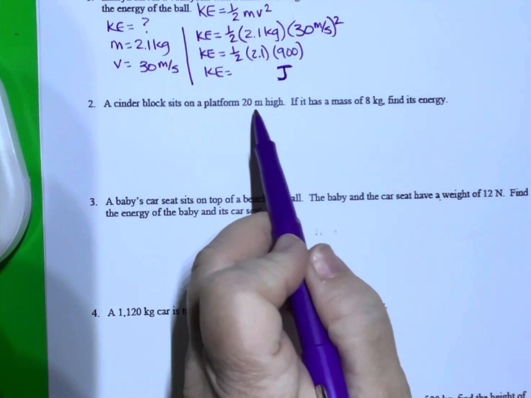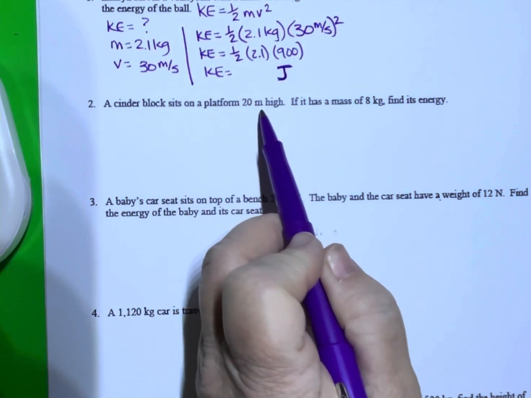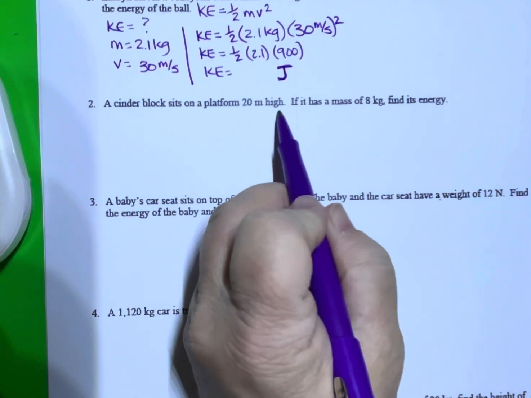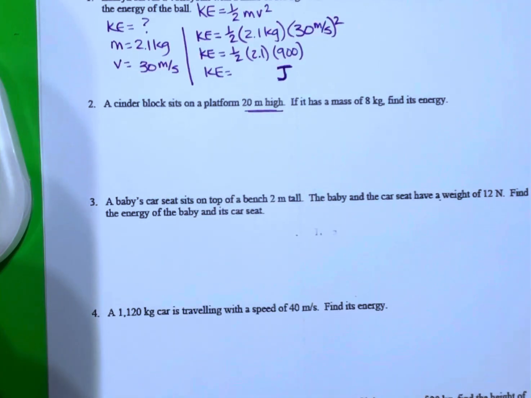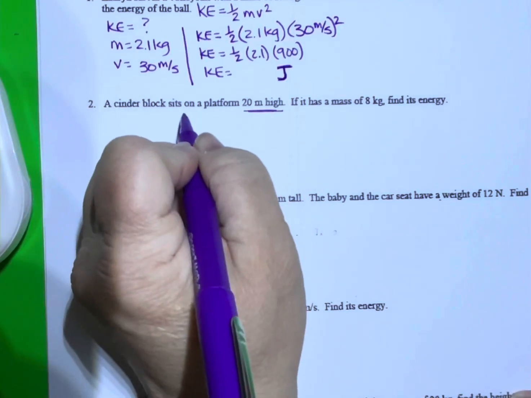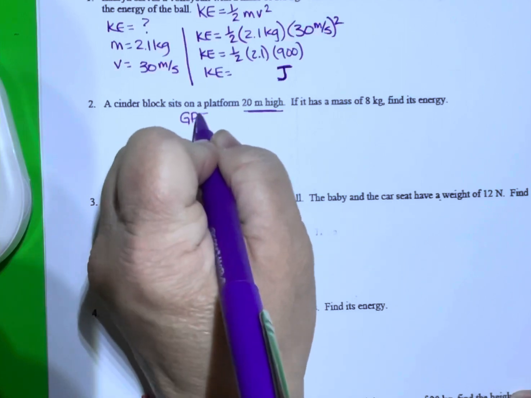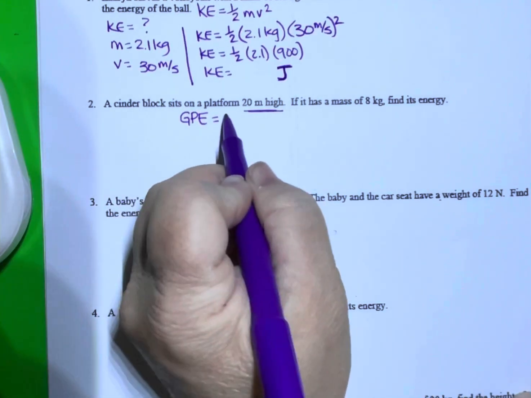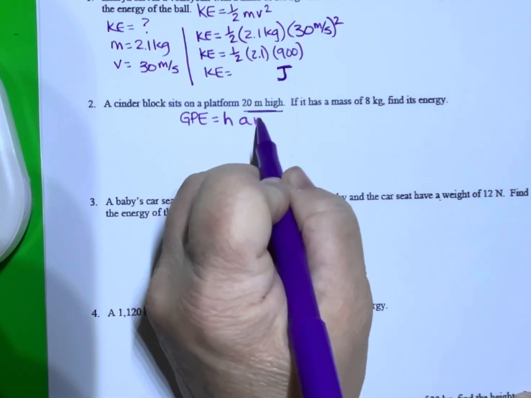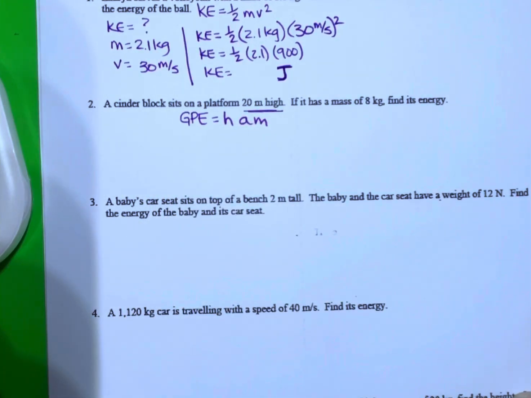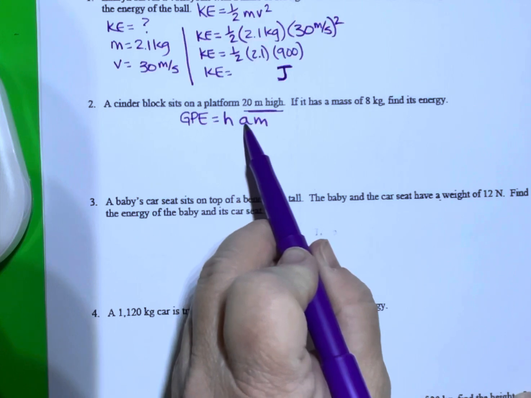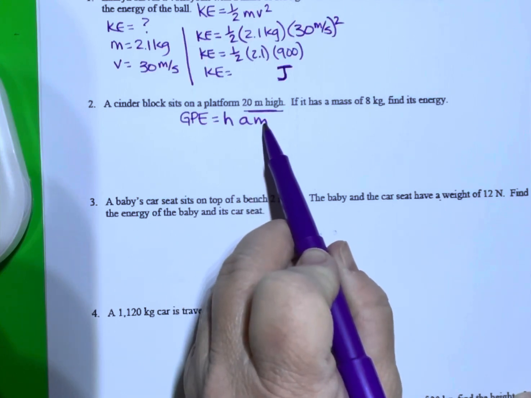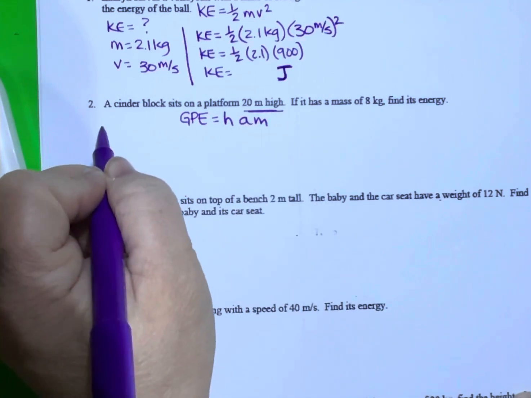Okay, so this one, a hint: it tells you a height. And you always use a height when you're calculating gravitational potential energy. So we're going to use the gravitational potential energy formula, which is gravitational potential energy is equal to HAM, the word ham, which is height times acceleration due to gravity times the mass. Okay, so let's list what we know over here.